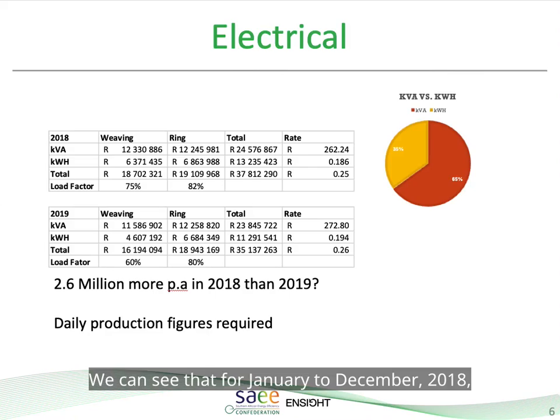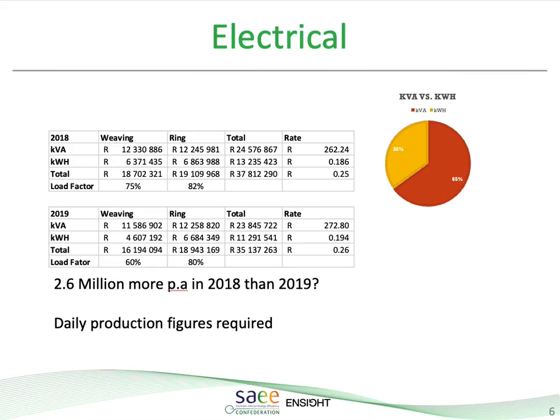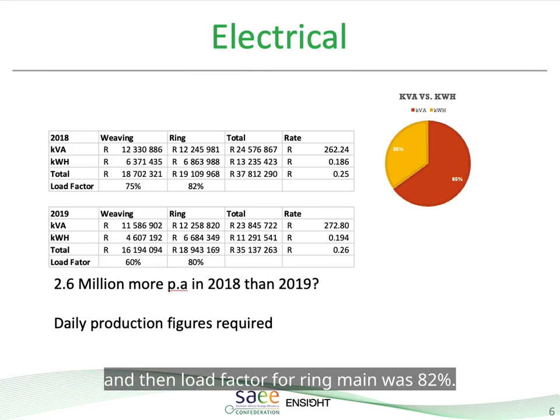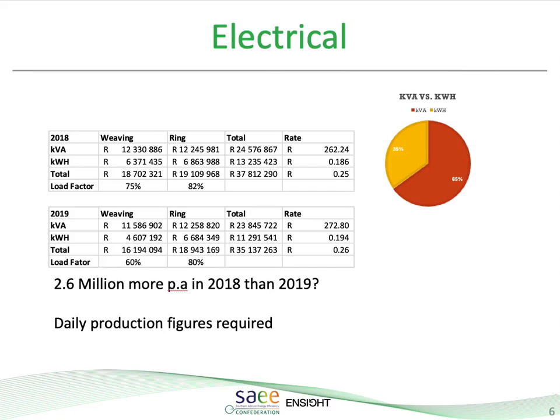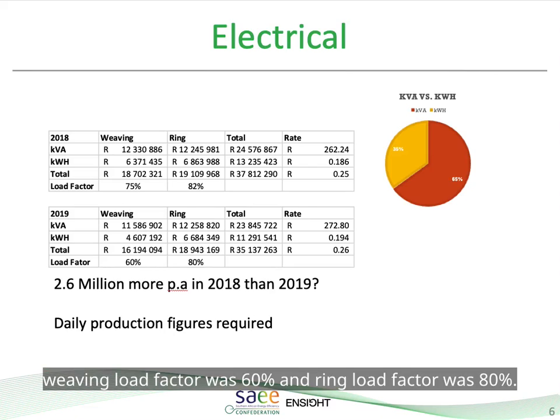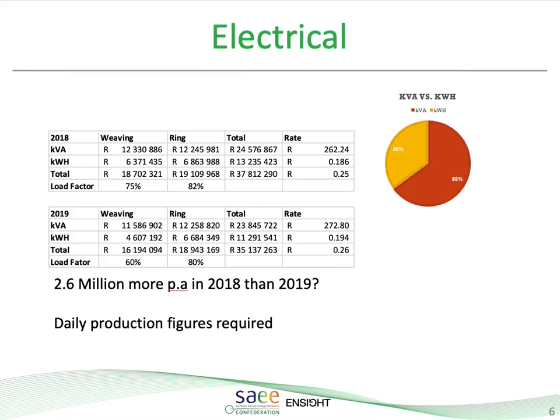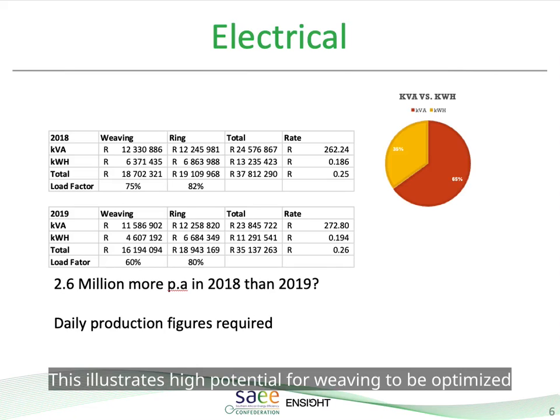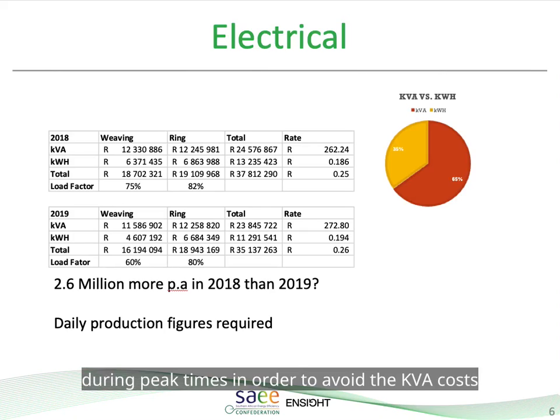We can see that for January to December 2018, the load factor for weaving was 75% and the load factor for ring main was 82%. Similarly, January to December for 2019, weaving load factor was 60% and ring main load factor was 80%. This illustrates high potential for weaving to be optimized during peak times in order to avoid the kVA costs associated with a low load factor.